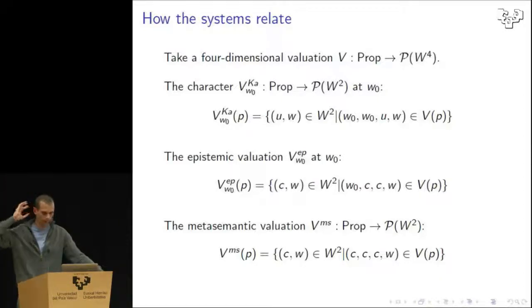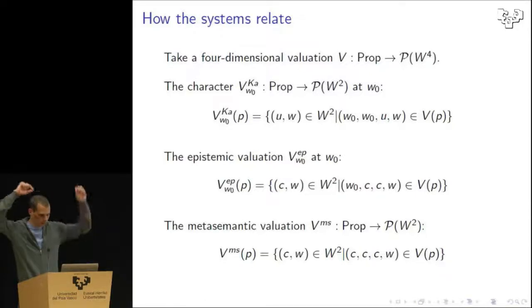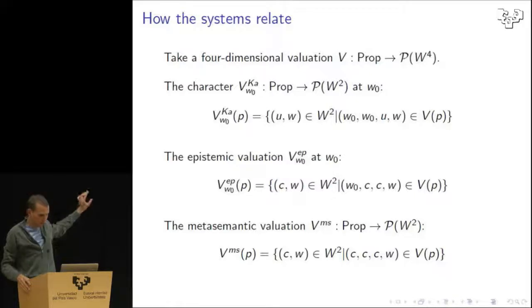And now, the point which I'm making here is that whenever you have a four-dimensional model which correctly captures the properties of expressions, and you use these embeddings to get a two-dimensional model, then for instance the character which you would define in this way, as in the first line, would also correctly capture the characters of expressions at the world W. Or similarly, if you have a four-dimensional model which does the right thing, and you fix the world W0, then the correct epistemic two-dimensional model to associate to expressions at the world W0 is given by the thing here in the middle.